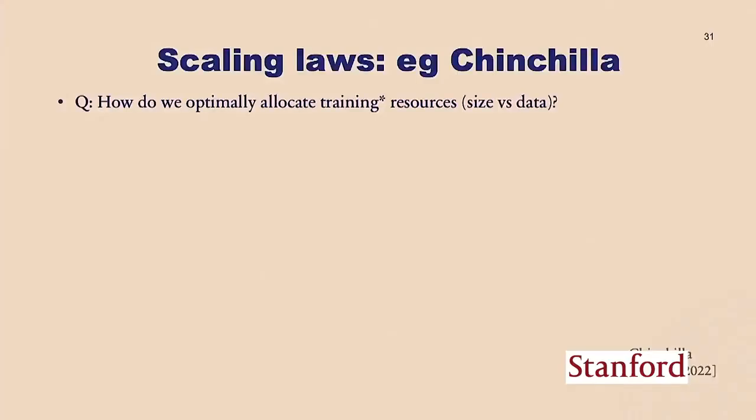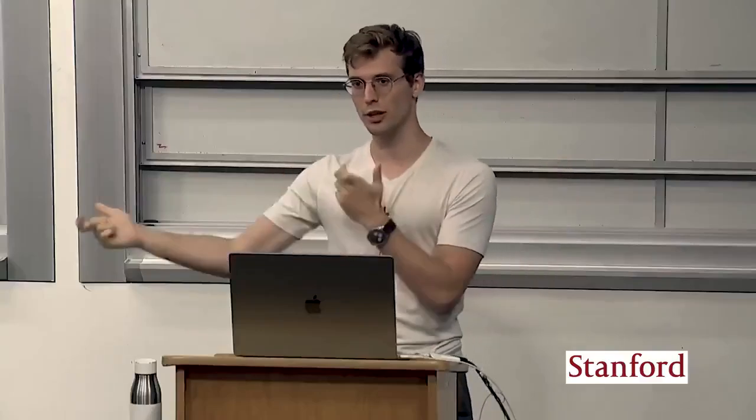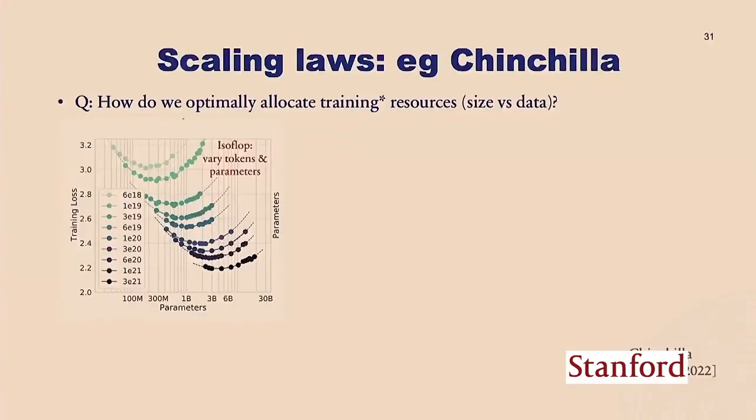Another really cool thing you can do with scaling laws is ask yourself how to optimally allocate training resources. Should I train larger models? We saw that it's better when you train larger models, but it's also better when you use more data. So which one should I do? Should I train a smaller model on more data, or a larger model on less data? Chinchilla is a very famous paper that first showed this.